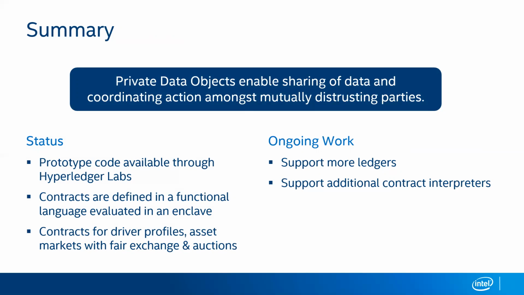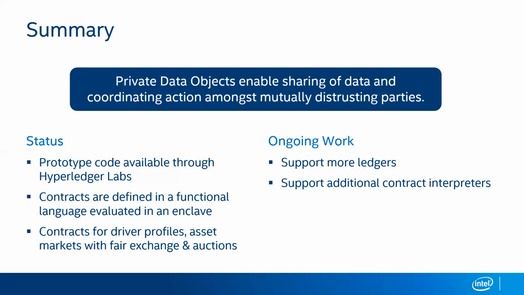Code's available through Hyperledger Labs, so it's an Apache 2 license. We're currently defining contracts using a functional language that executes inside the enclave. We've got a number of samples for doing both the driver profile stuff and the analysis that goes along with that. And of course, since we came out of the blockchain space, we do smart contracts for asset management and fair exchange and payments and all the rest of the stuff.